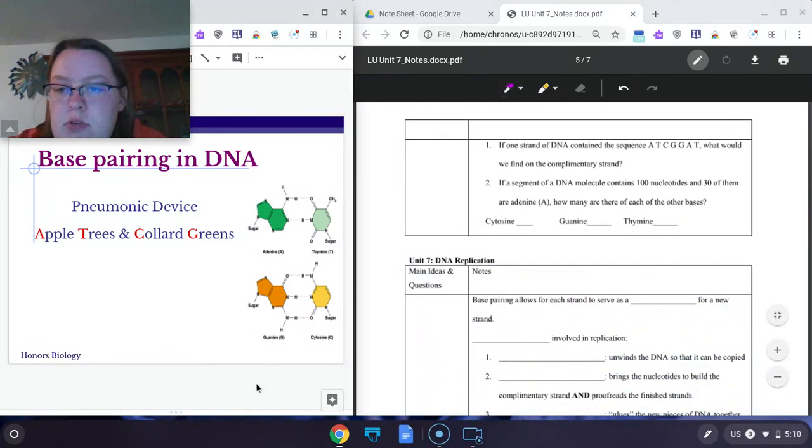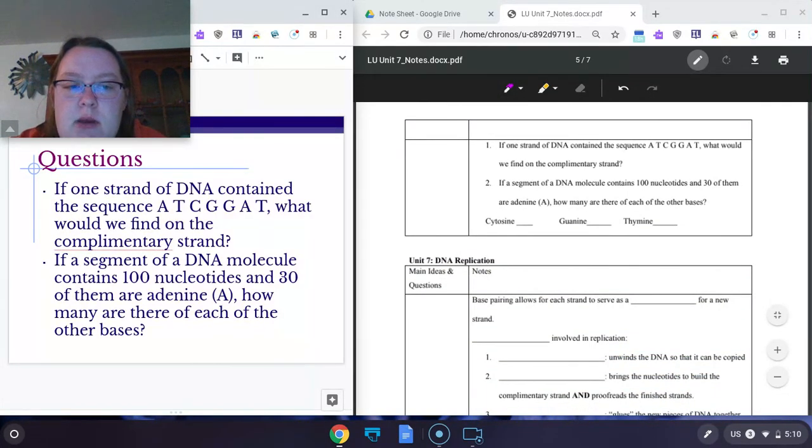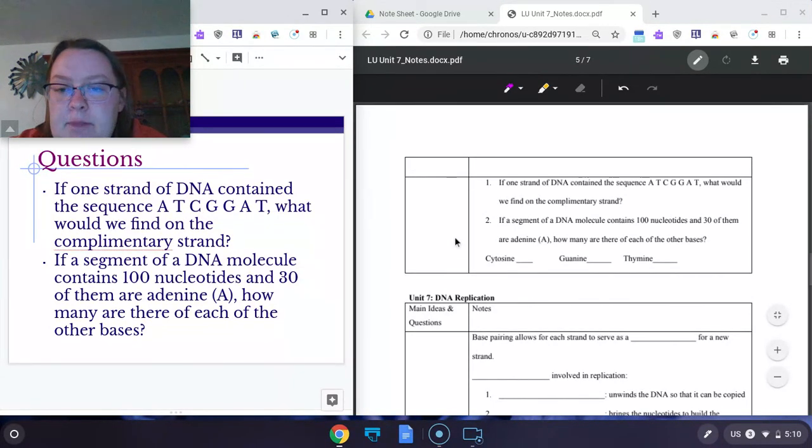And this is going to bring us to a simple math equation that you may see. So number 1, if one strand of DNA contained the sequence ATCGGAT, what would the other strand be? So this is essentially asking you to figure out what pairs with what. So we know that A always goes with T, T always goes with A, C goes with G, G with C, G with C, A with T, and T with A. So you just find the opposite.